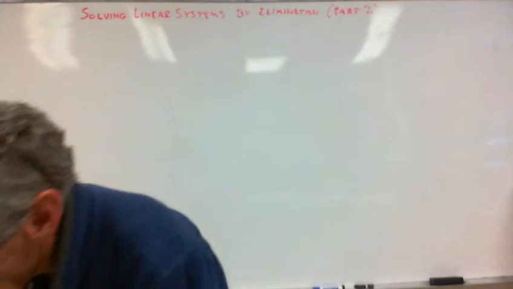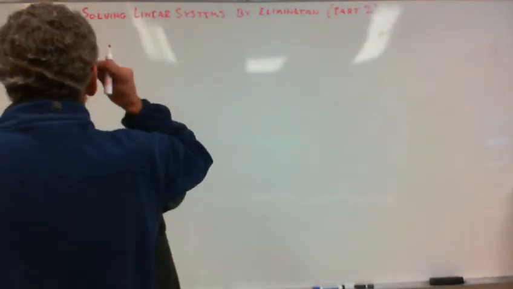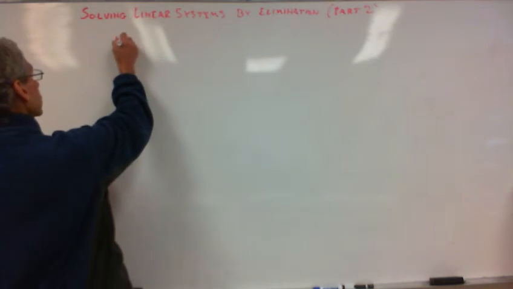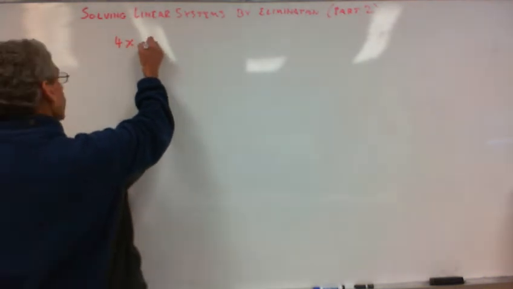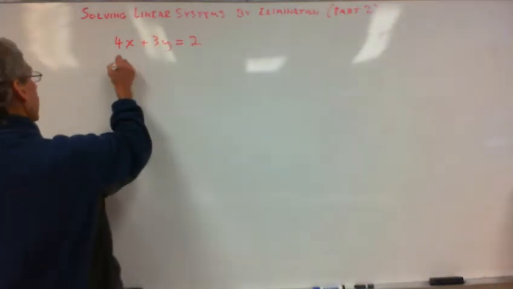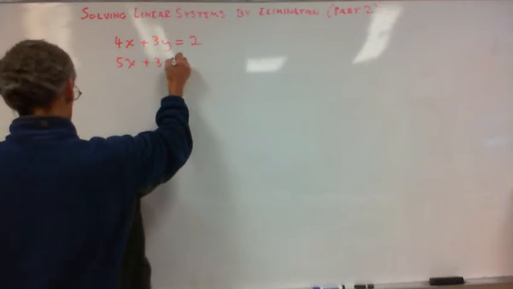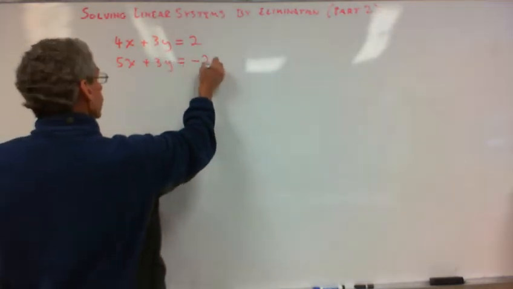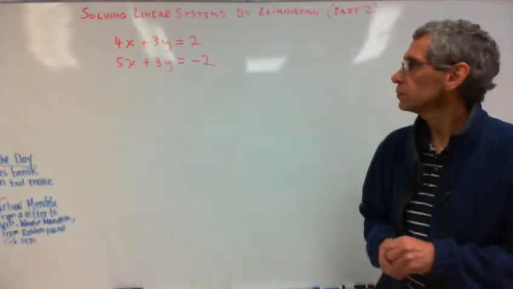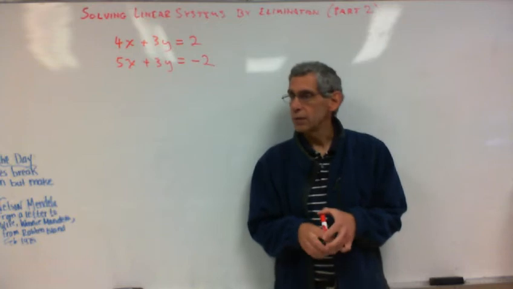So I'm going to give you a problem that's just a little bit more complicated than the kind I gave you before. So here we go. We've got 4x plus 3y equals 2. And then we have 5x plus 3y equals negative 2. So write this down in your notes. Has everybody written those down?